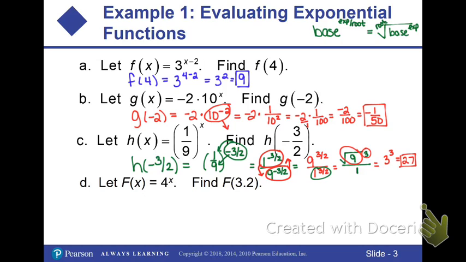And then finally D. D says let f of x equal 4 to the x. Find f of 3.2. So we're after f of 3.2. We know that's 4 to the 3.2. There's nothing we can do there to help us solve it, so we can just throw this in our calculator. And if I did that right, I should get 84.449. All right, so that's example 1.